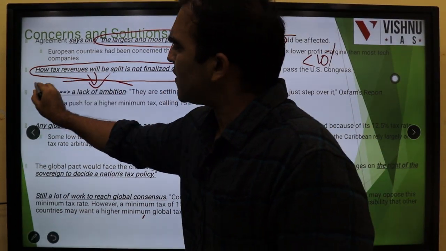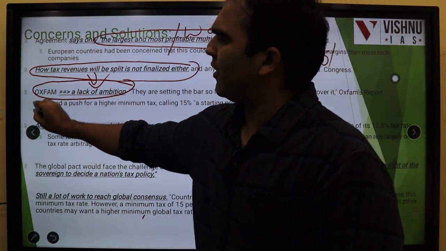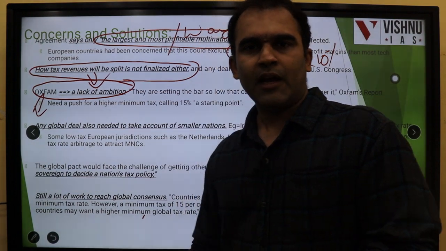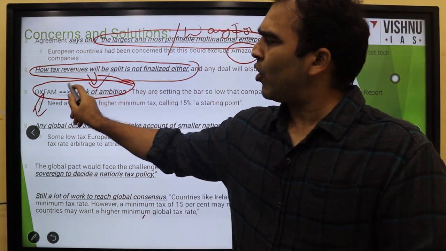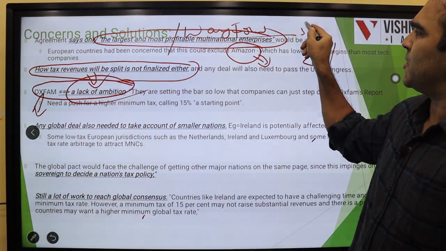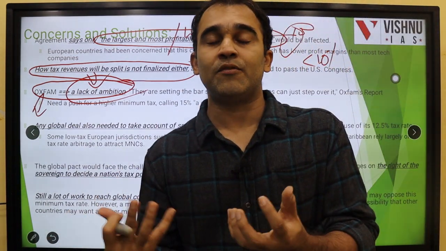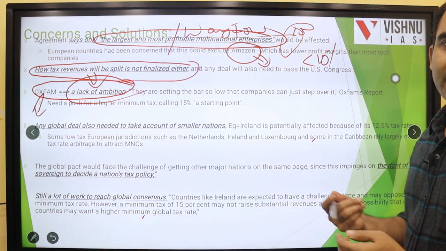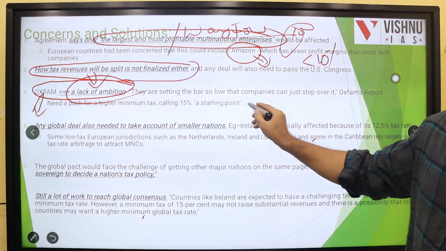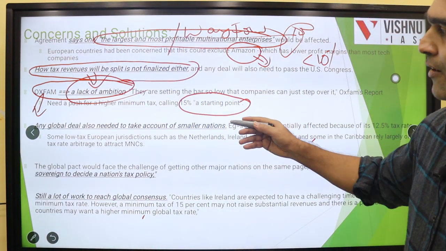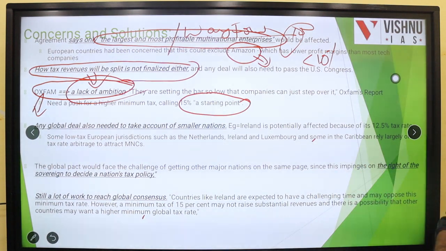Then Oxfam, which releases its global wealth inequality report every year, said that there is a lack of ambition. What is 15%? What will 15% do? It won't even scratch the surface of the huge profits, billions of dollars, that they are earning. So it says that 15% is just a starting point. It lacks ambition.